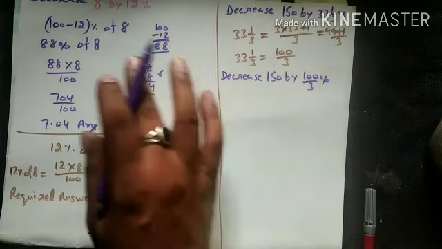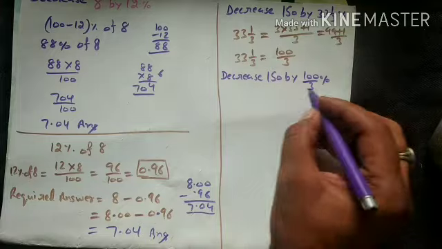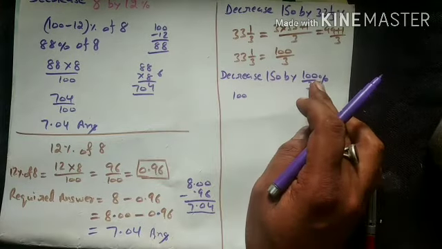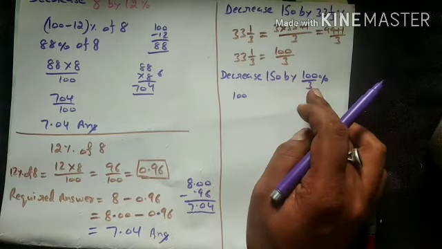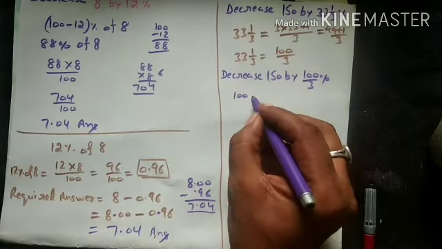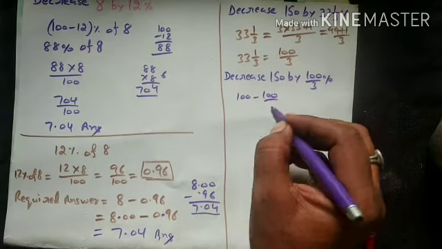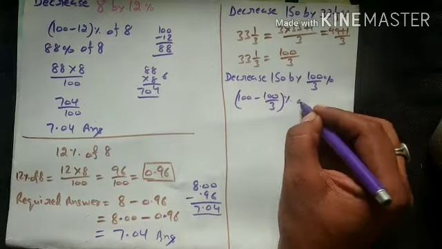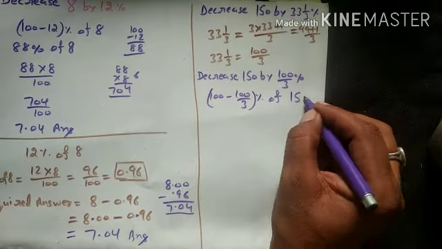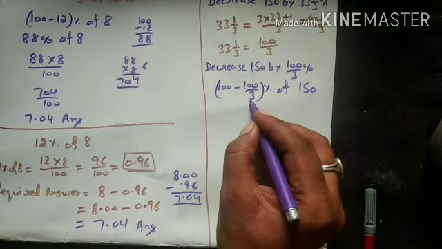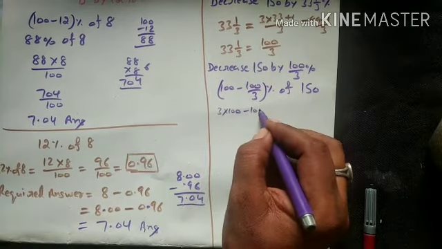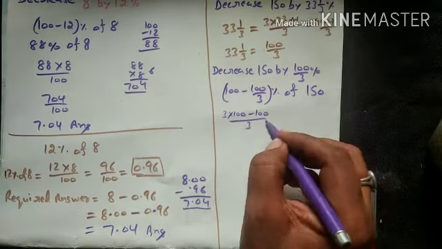Okay student, now I will adopt the first method. As we know, percentage is counted over 100, so this will be subtracted from 100 as the case of decrease is there. 100 minus 100 over 3% of 150. Okay, now you see 3 multiplied by 100 minus 100 over 3.